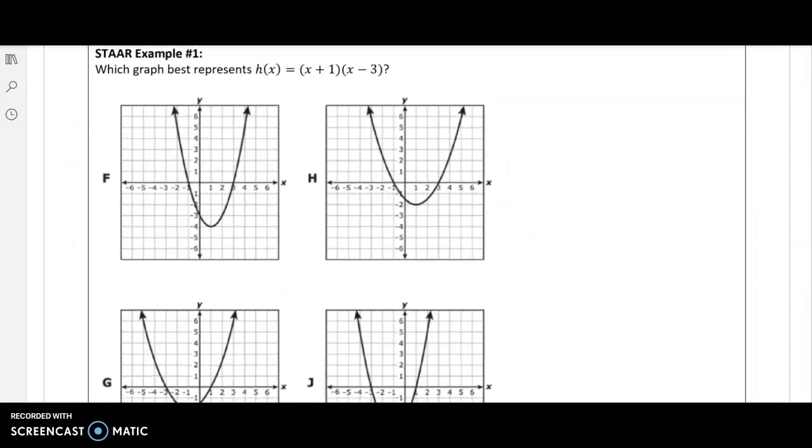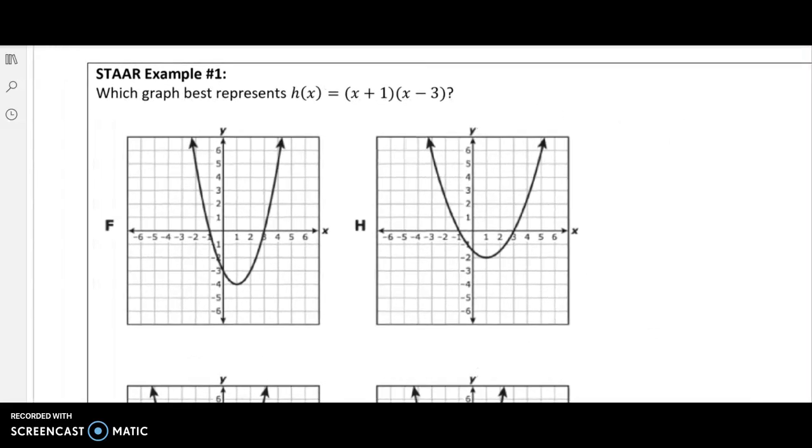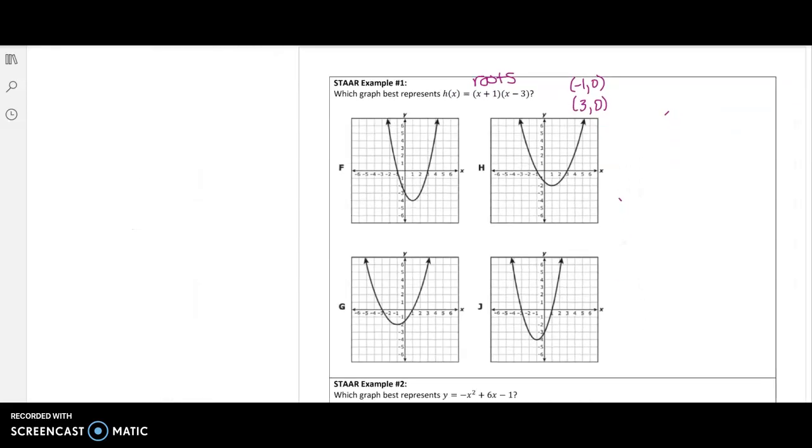The last 2 things we're going to look at are some STAR questions, and we should be able to get these without a calculator for the most part, okay? So looking at that first one, we have it in factored form. So remember, from factored form, we can find the roots, and roots are the opposite signs. So if it's +1, our root is at -1, 0. And if it's -3, then our root is at +3, 0. Well, let's see if we can eliminate some of these answer choices then, shall we?